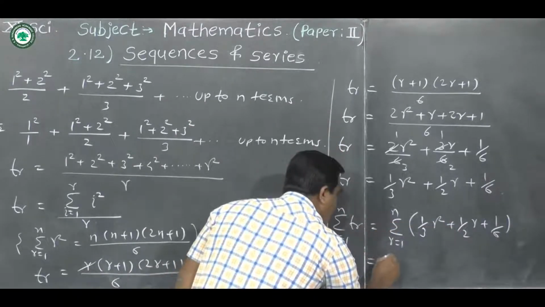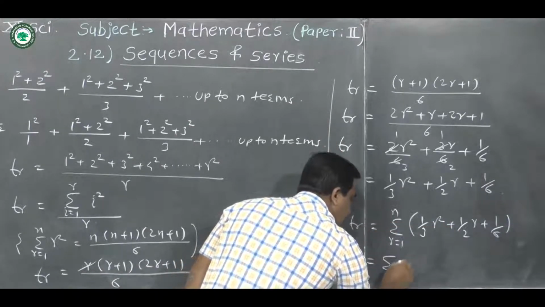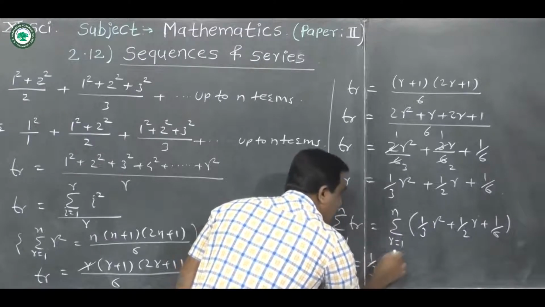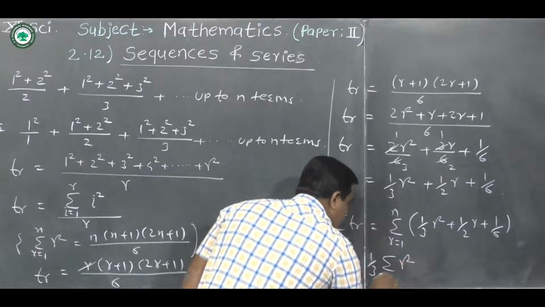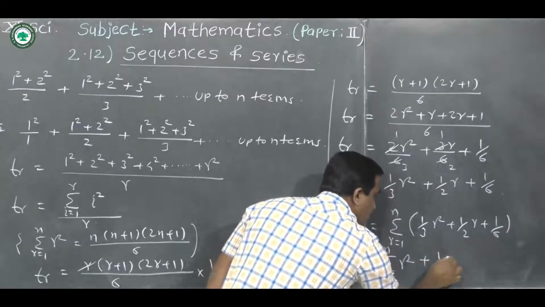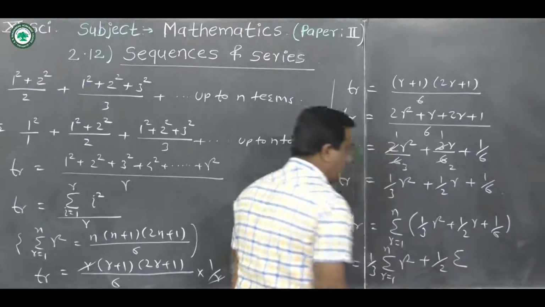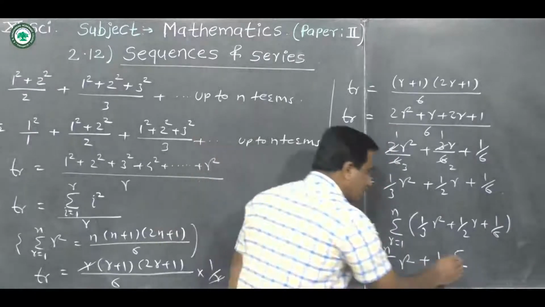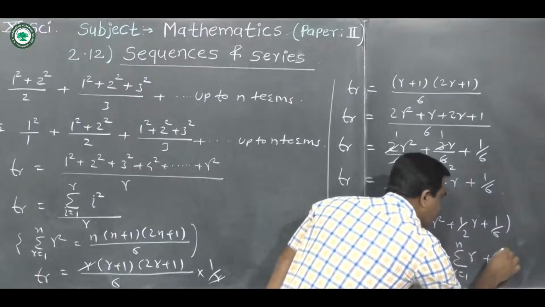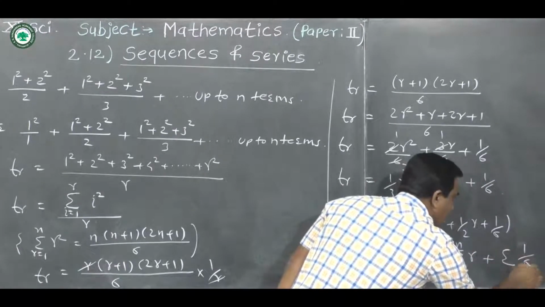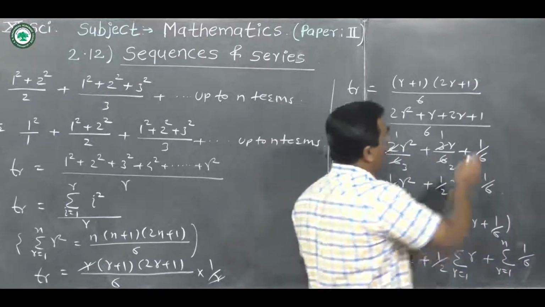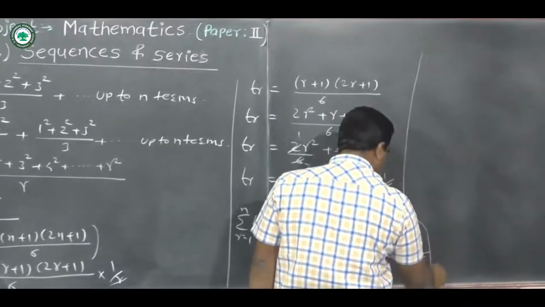That is equal to summation. Also we can take the constant term outside the summation here. 1 by 3 into summation r square, r goes from 1 to n, plus 1 by 2, constant term taken outside the summation, into summation r goes from 1 to n, plus summation 1 by 6, r goes from 1 to n. Now we simplify this.